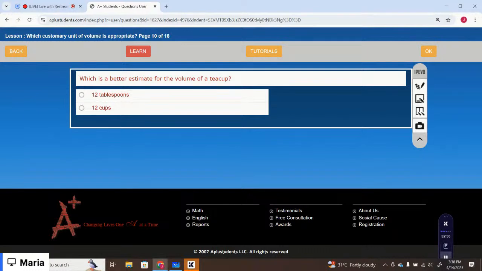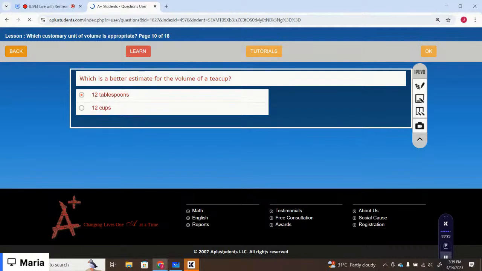Which is a better estimate for the volume of a teacup? So, which is the correct option? The volume of a teacup must be 12 teaspoons. Option number one is the correct option. Okay, you can complete the lesson by yourself later today.